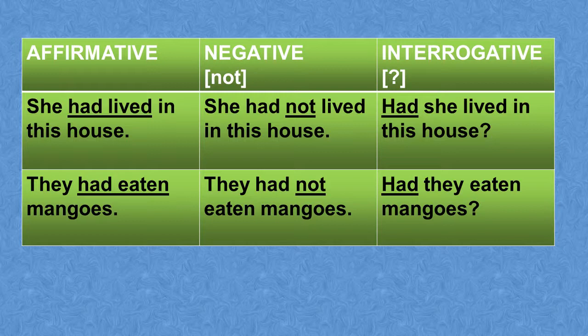Next is interrogative sentences. These are question sentences. First, had she lived in this house? Question mark. Next, had they eaten mangoes? Question mark.